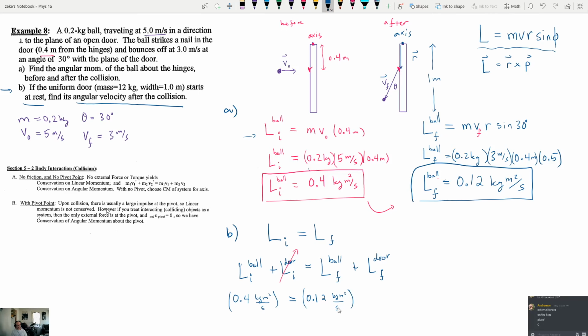I think you can write this unit as joule seconds if you want to. That's sometimes what people will write. It's a little shorter, because this is the same thing as a joule times a second. Okay, final angular momentum of the door.